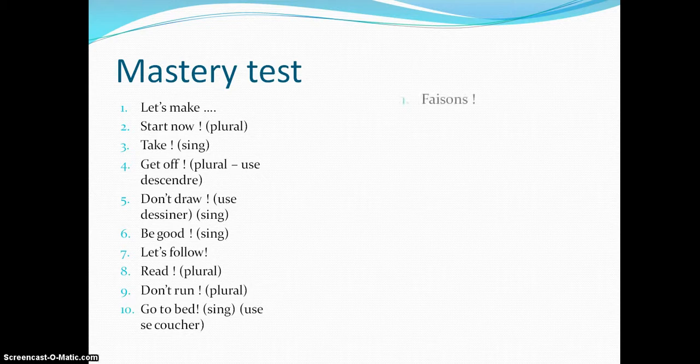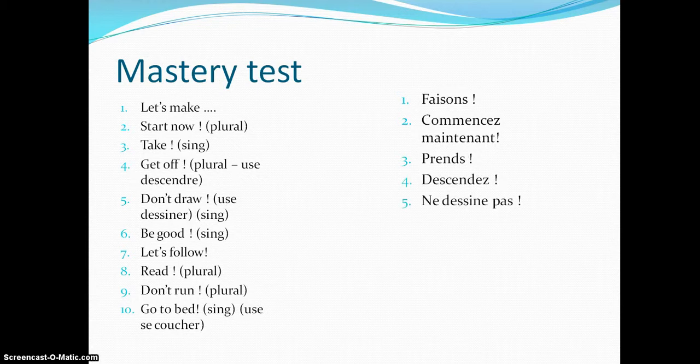So, numéro 1, faisons. Numéro 2, commencez maintenant. Numéro 3, prends. Numéro 4, descendez. Numéro 5, ne dessine pas. Numéro 6, sois sage. Now, sois sage, be good, be well behaved, literally, instead of sois bon. Okay, but it doesn't matter if you haven't got the sage right, as long as you got the sois right, because it's an irregular one.